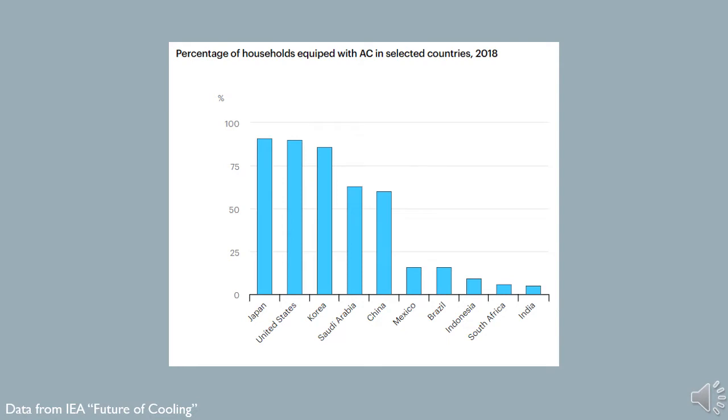Currently, the percentage of households equipped with AC in selected countries, such as Brazil and India, is very low, but it is expected to drastically rise in the future. It is predicted that the cooling energy demand in the residential sector alone will increase by up to 750% in the next 30 years. If so, creating more efficient cooling systems might have a huge impact on our energy consumption.